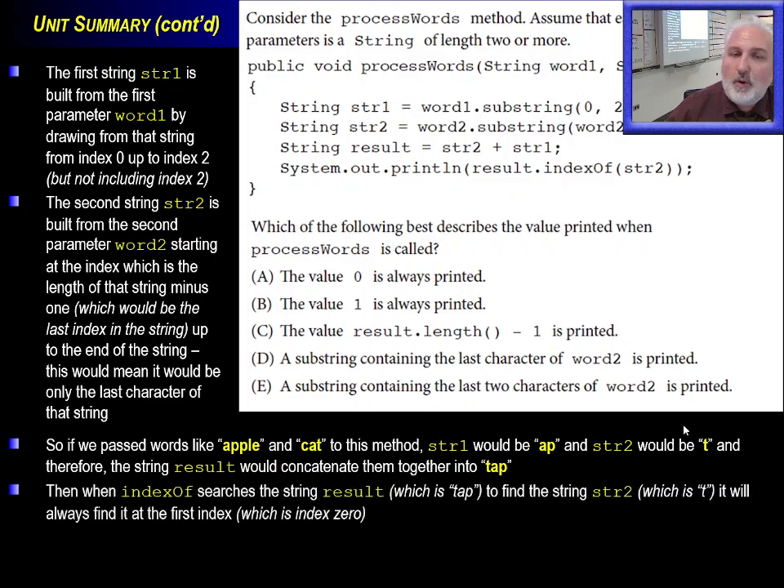Now, when the output uses indexOf, it's searching for the result, okay, result being tap, in str2. So str2 was cat, okay? And so the correct answer here is going to be A. It's going to find it at value 0, okay?